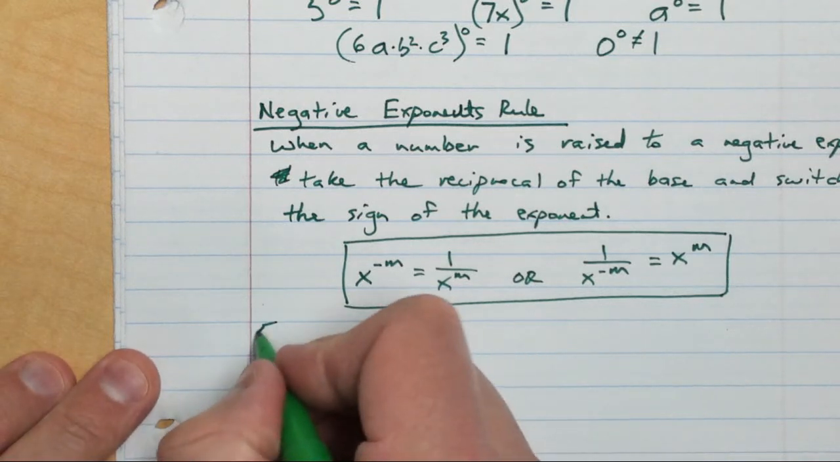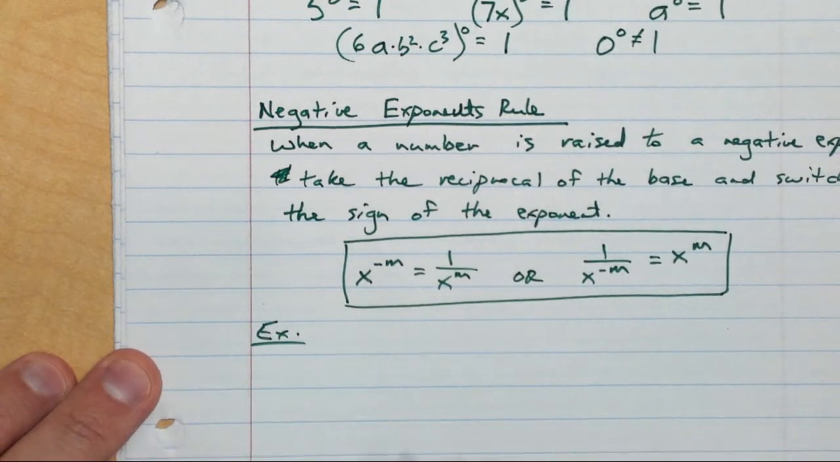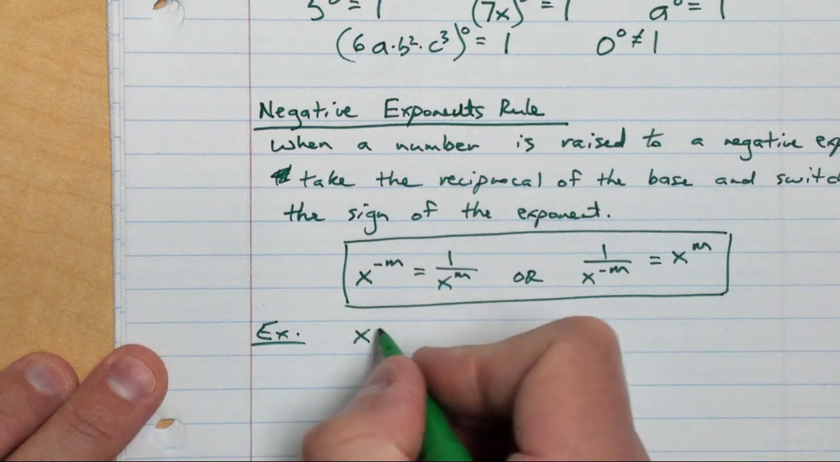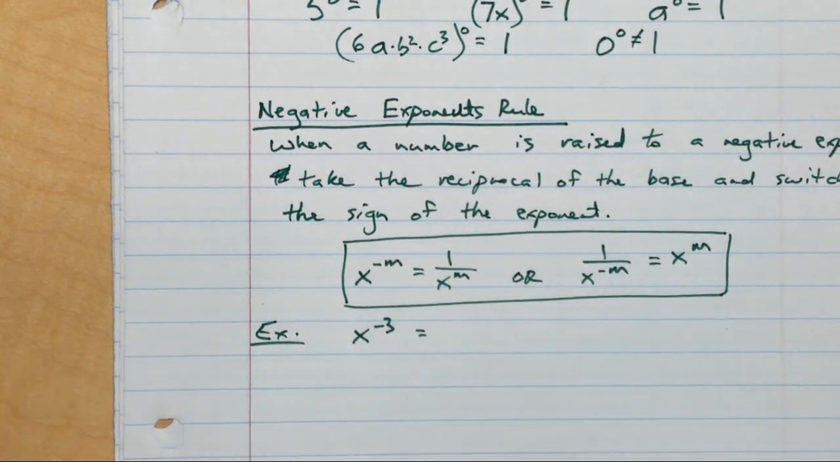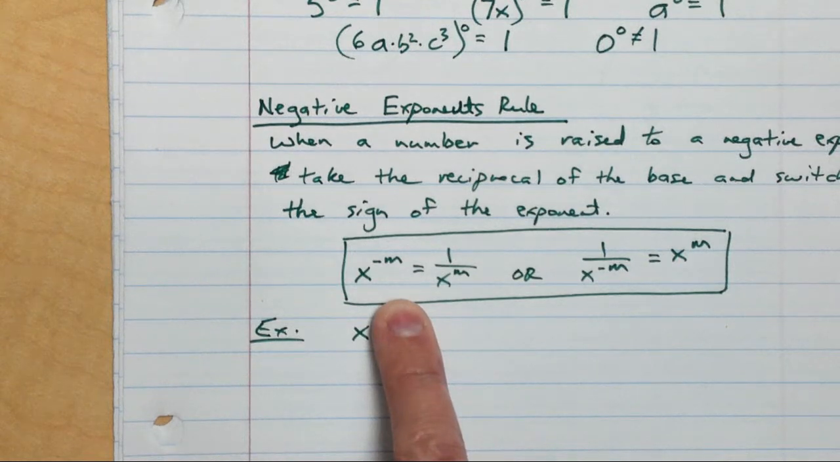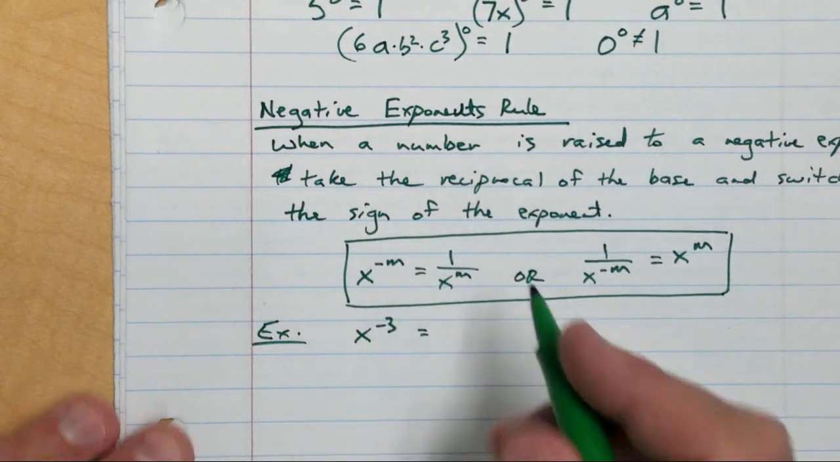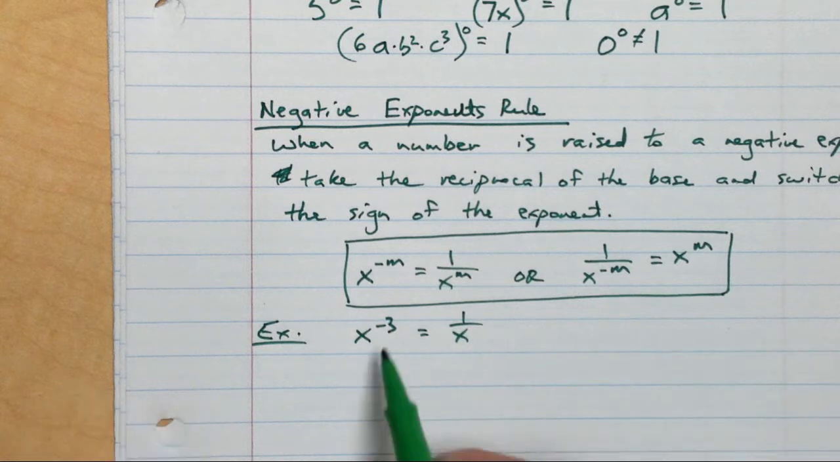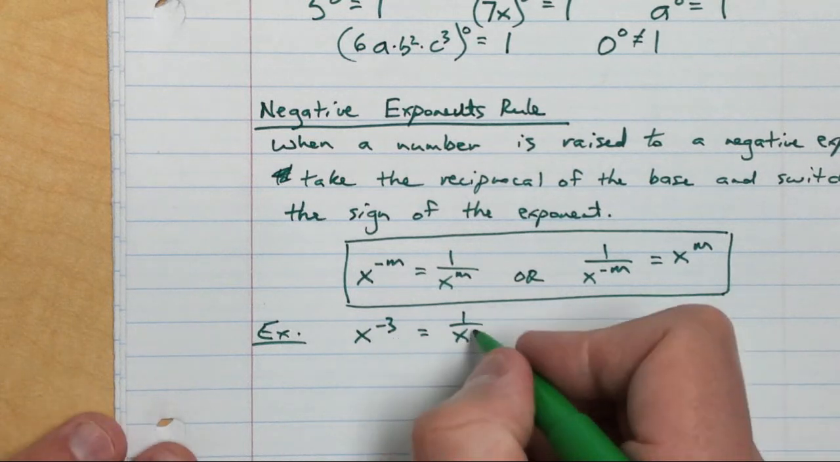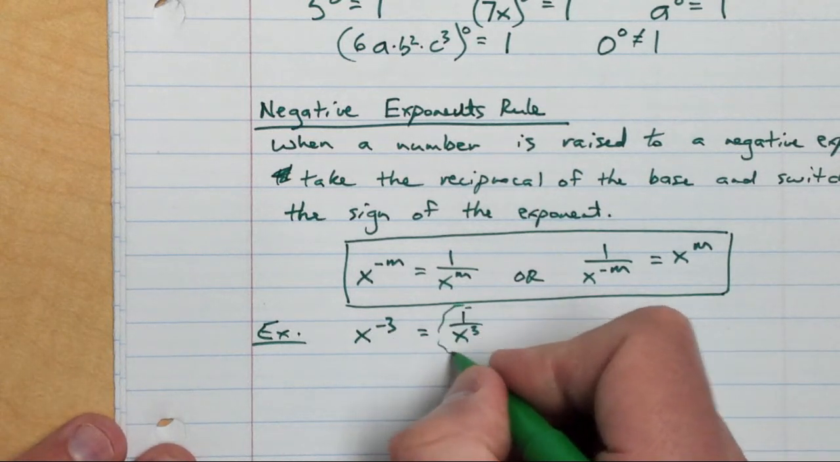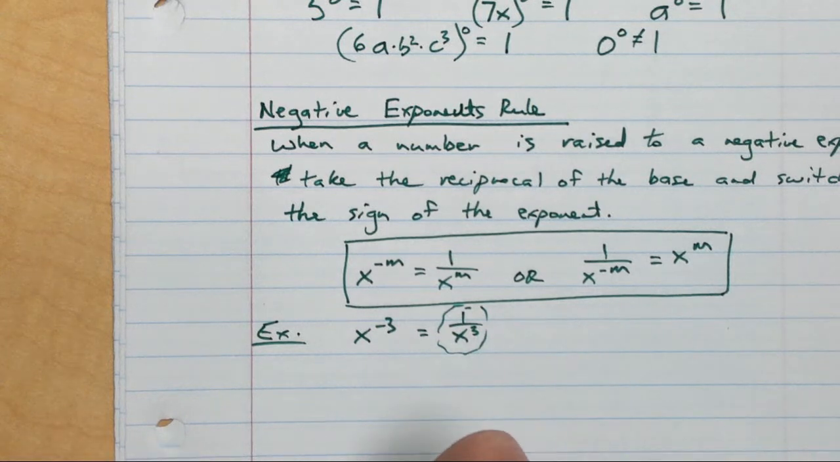So I'm going to do a couple examples here as well. One example here is x to the negative 3. So this is a negative exponent, so I need to follow the negative exponent rule, which is we take the reciprocal of the base, which is 1 over x, and we make this negative 3 a positive 3. And that's the answer to this first problem.